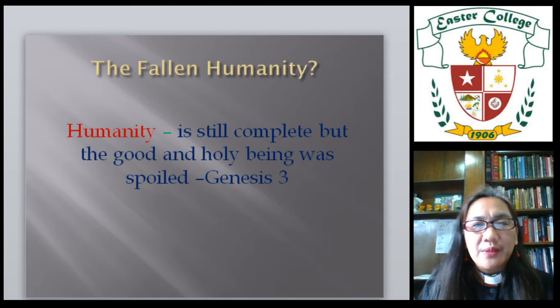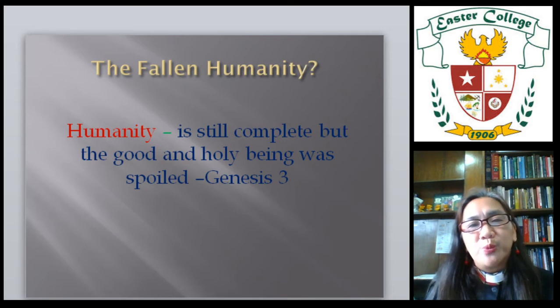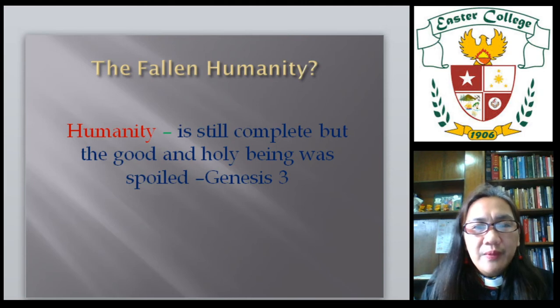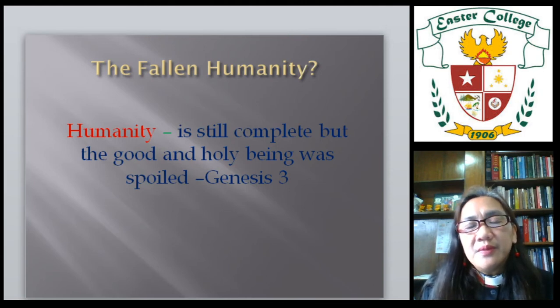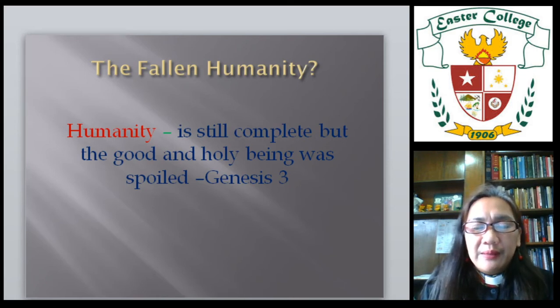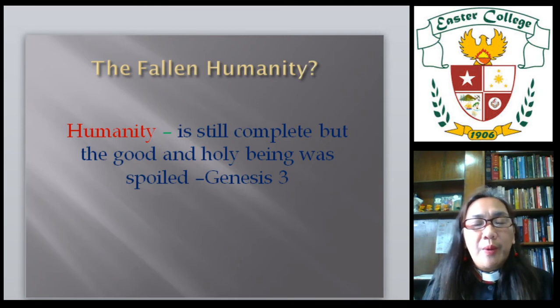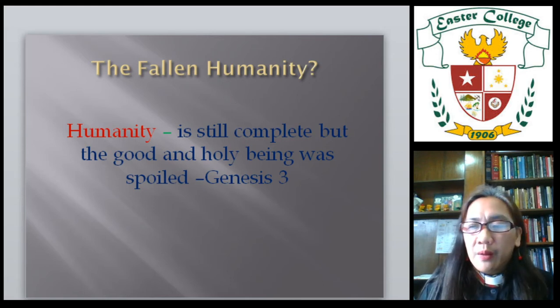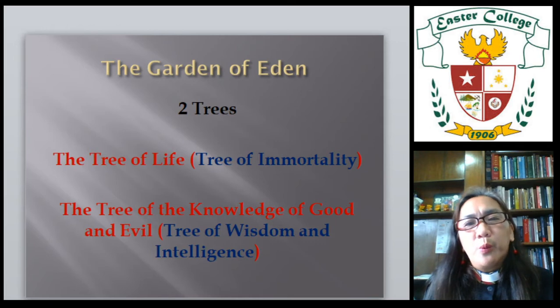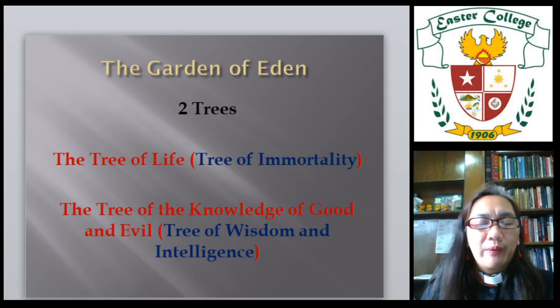But what happened in chapter 3, right away, the Bible is now telling us in the book of Genesis that this image of God slowly is now a sinner, or now became disobedient to his Lord. But this is the suggestion of the biblical scholars, that whatever happened in chapter 3, humanity is still complete, but the good and holy being was spoiled. So that is the conclusion of the whole chapter. We continue so that we will understand better what's going on there.